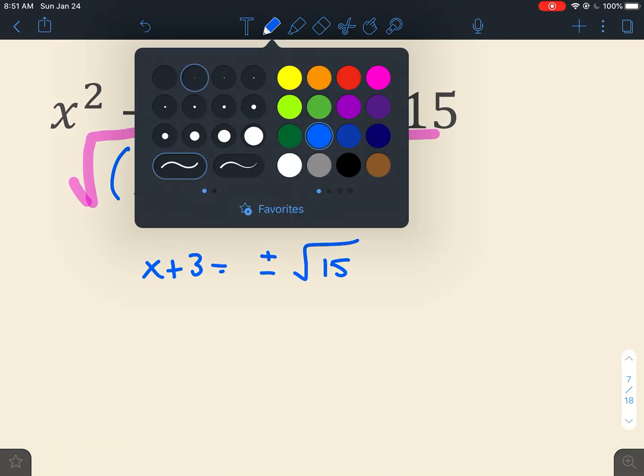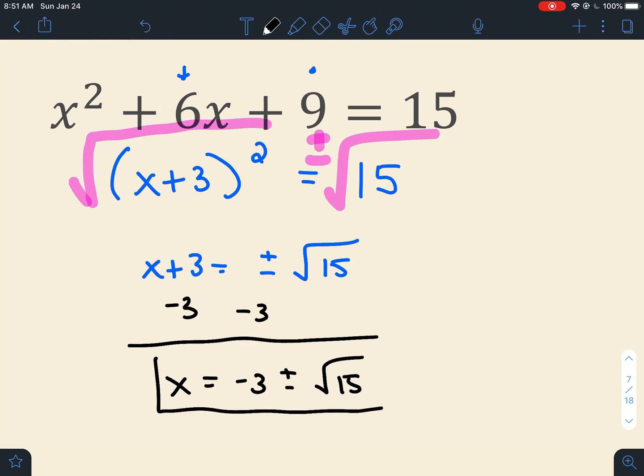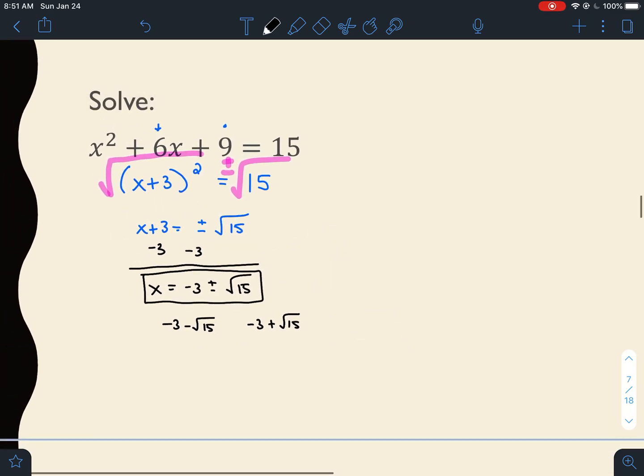Well, to solve from here, get the x by itself. So I'm going to subtract 3 from both sides. And I get x equals negative 3 plus or minus the square root of 15. So you can write it as the solution with the plus or the minus, or you can write it as negative 3 minus the square root of 15 and negative 3 plus the square root of 15. And those would be your 2 solutions.